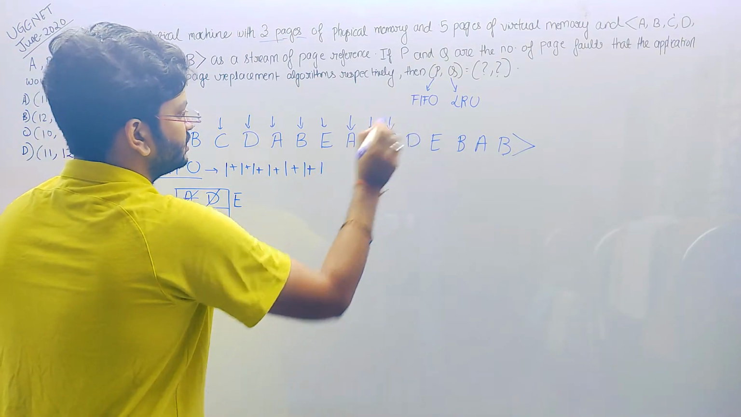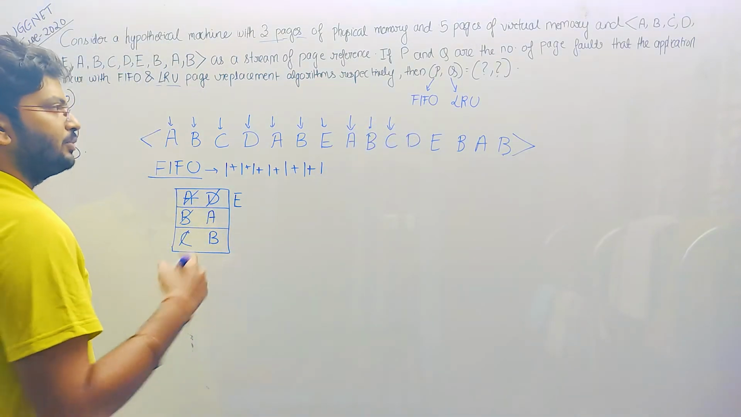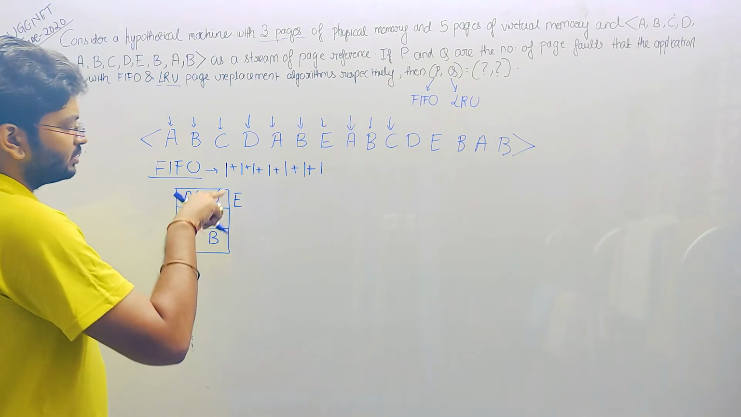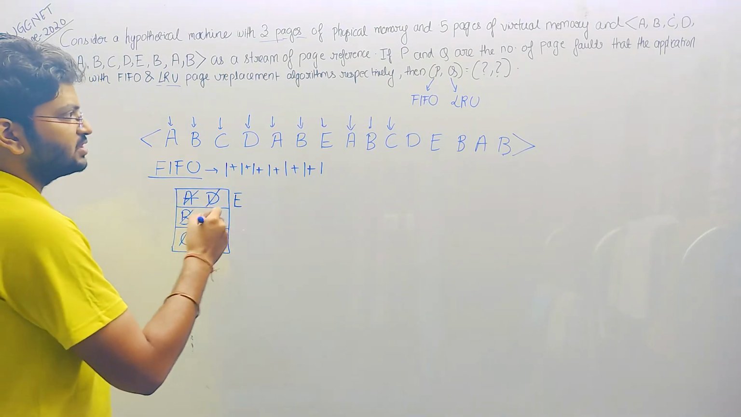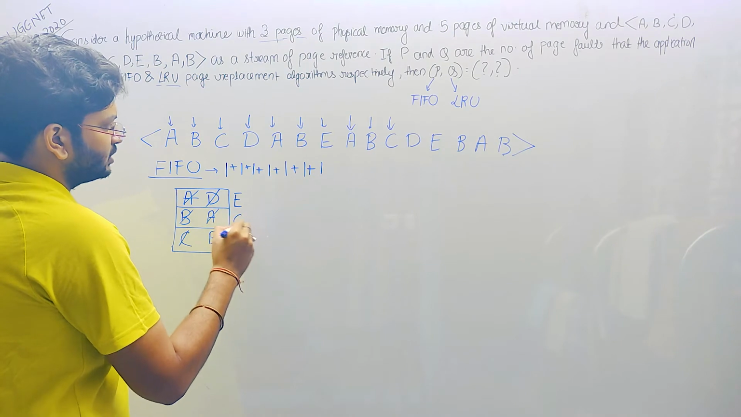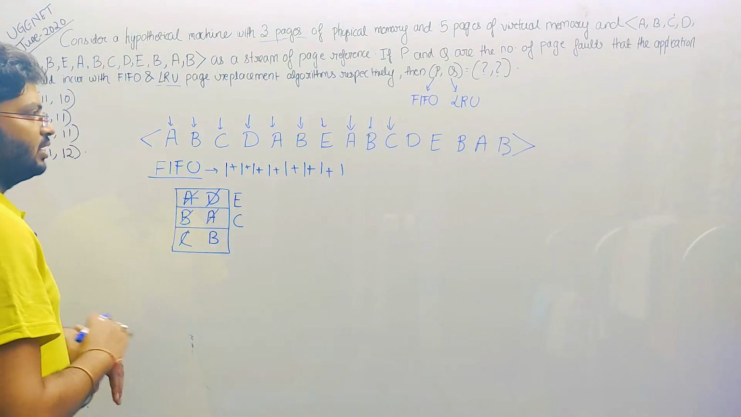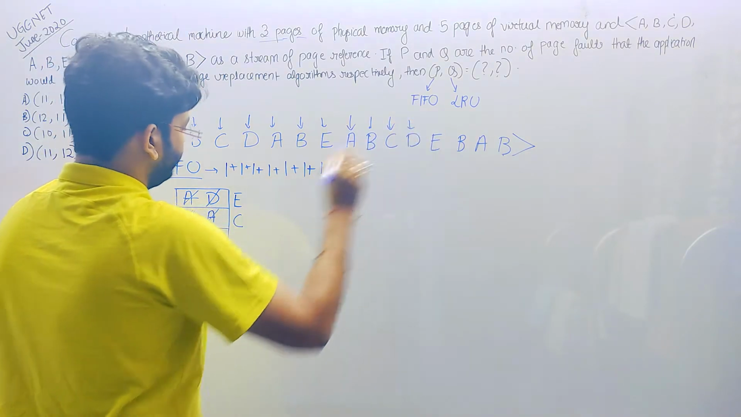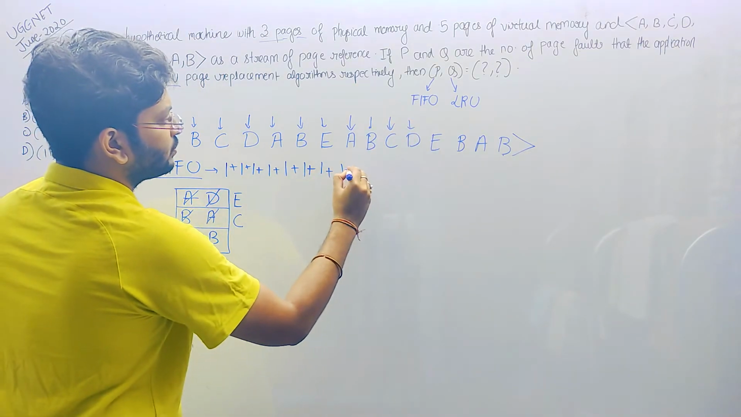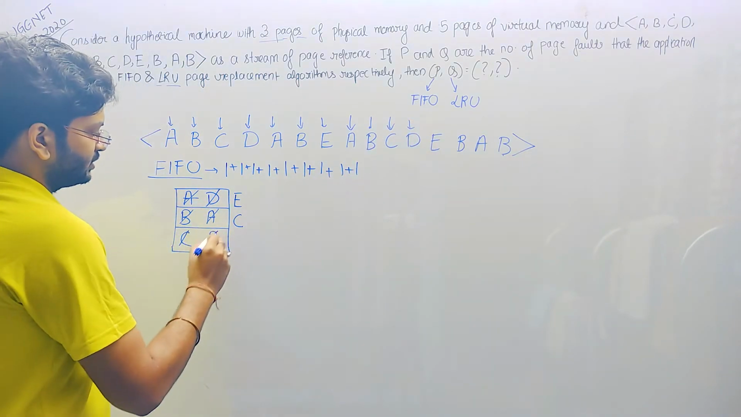Next comes C. So I have to insert C. The previous one that was striked off was D. Then next is A. So A will be striked off for C, because for C 1 page fault. Okay. Next comes D. D is also not present, 1 page fault for D. D will be inserted here.